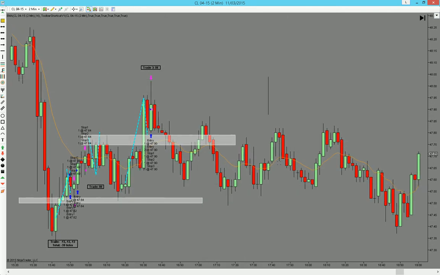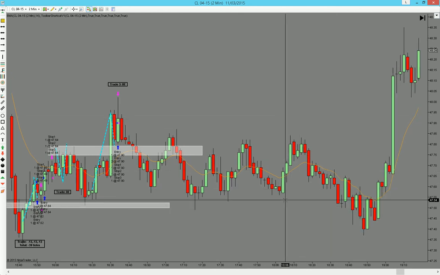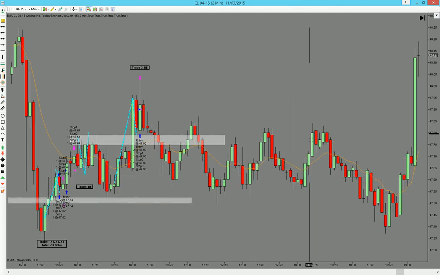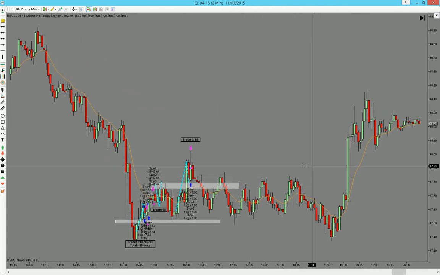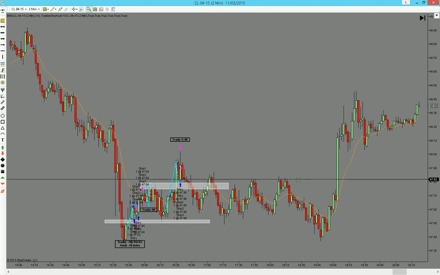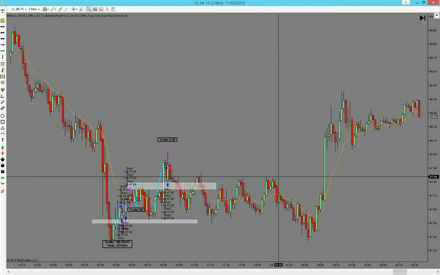After that, price entered in a consolidation area. No opportunities sitting right here. Trade room was open for another hour. I was expecting the move back up to, let's look at my higher time frame, back up to the 48.13 area. So I didn't close the trading room to see if we could get the trade setup back up.